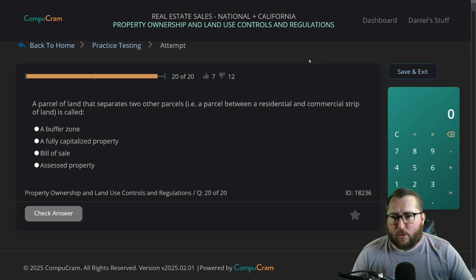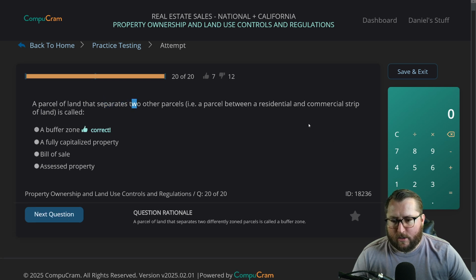All right, final question. Question 20 of 20. A parcel of land that separates two other parcels, i.e. a parcel between a residential and commercial strip of land, is called A, a buffer zone, B, a fully capitalized property, C, a bill of sale, D, an assessed property. I want to go with the buffer zone. I don't think it's any of these else. It separates two other parcels. A buffer zone, correct. Question rationale. A parcel of land that separates two differently zoned parcels is called a buffer zone.